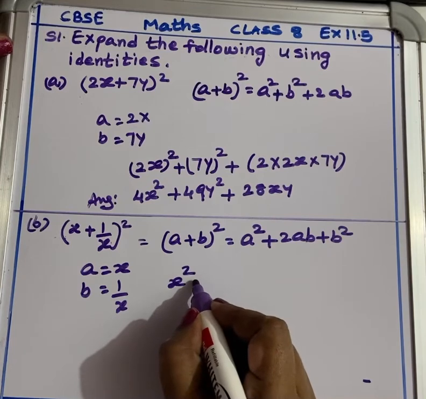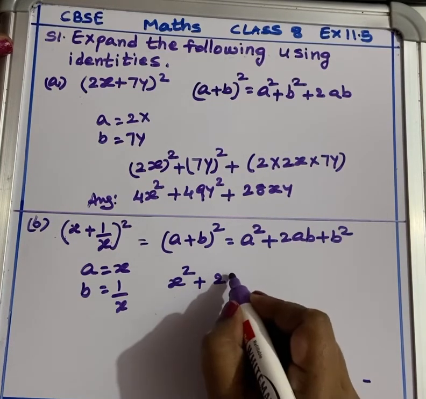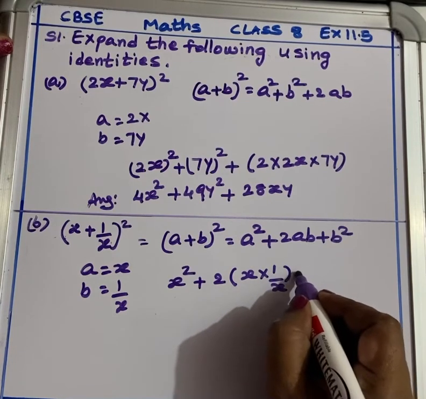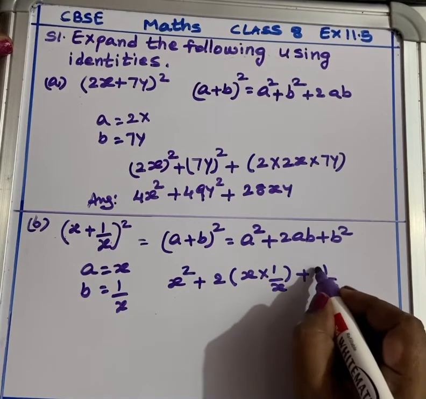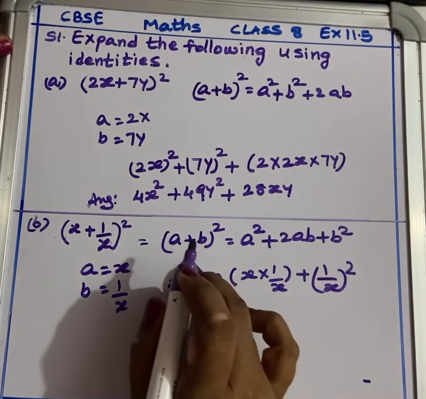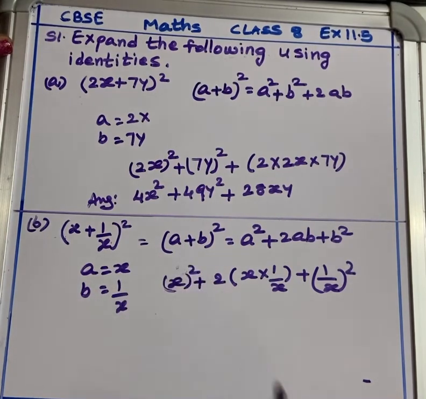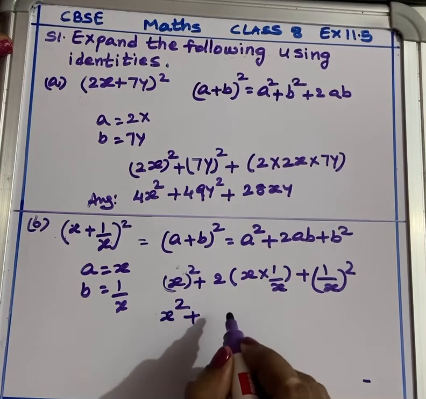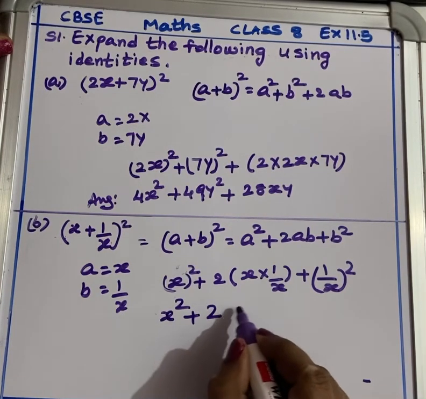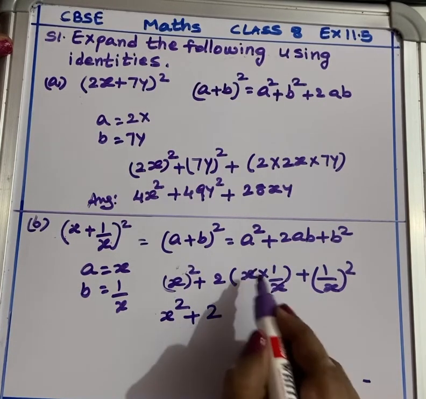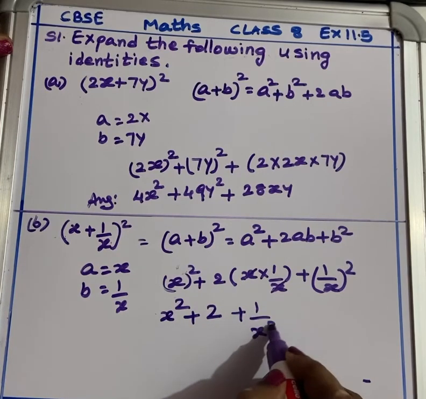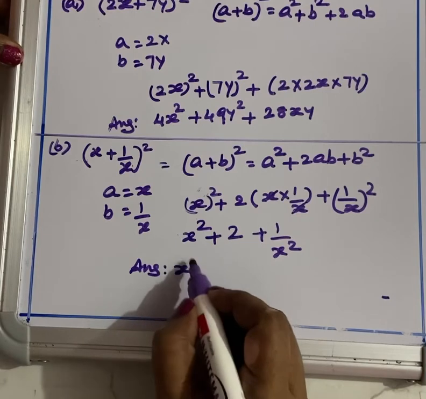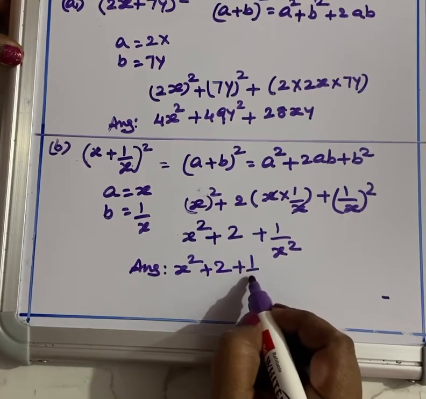x square plus 2 into x into 1 by x plus (1 by x) square. Here x into x will cut. Answer: x square plus 2 plus 1 by x square.